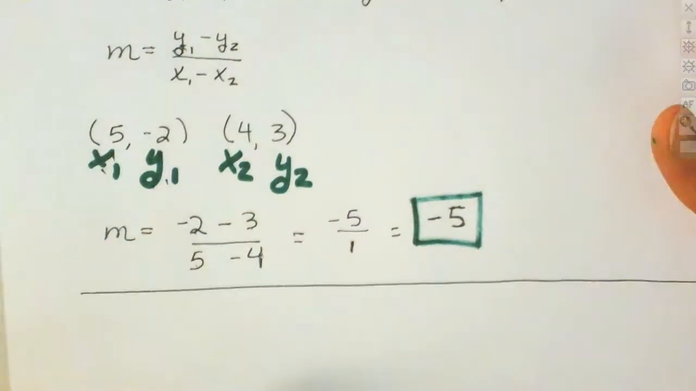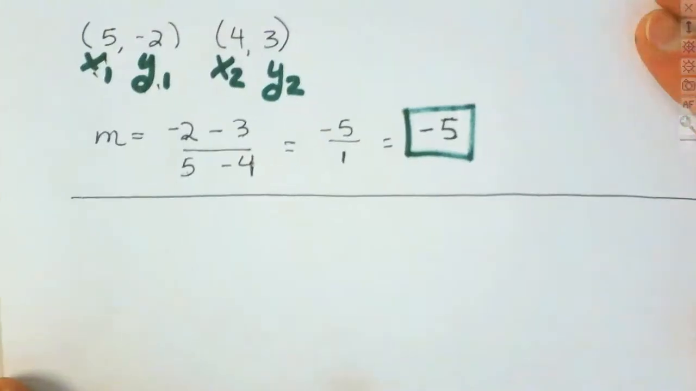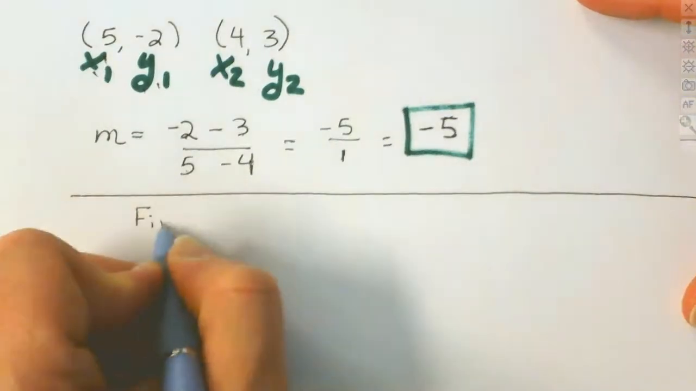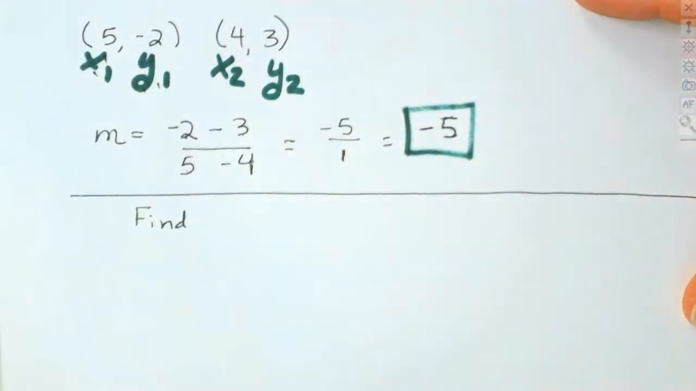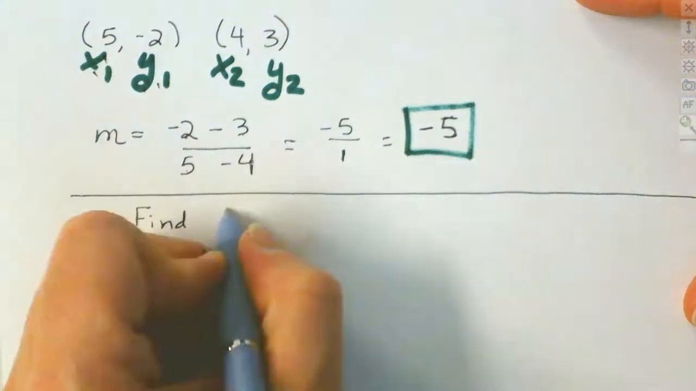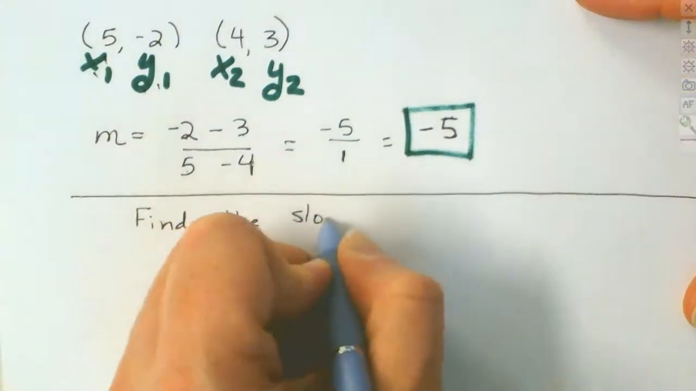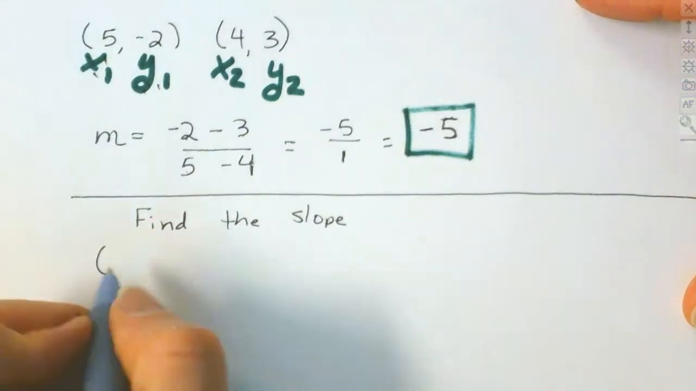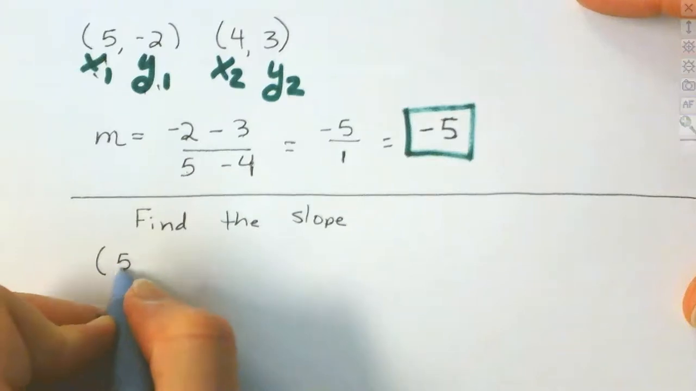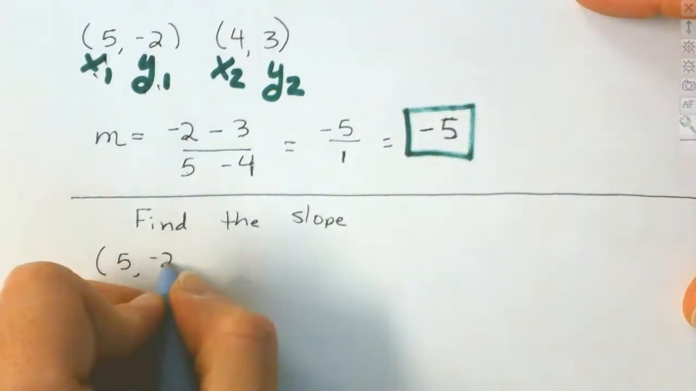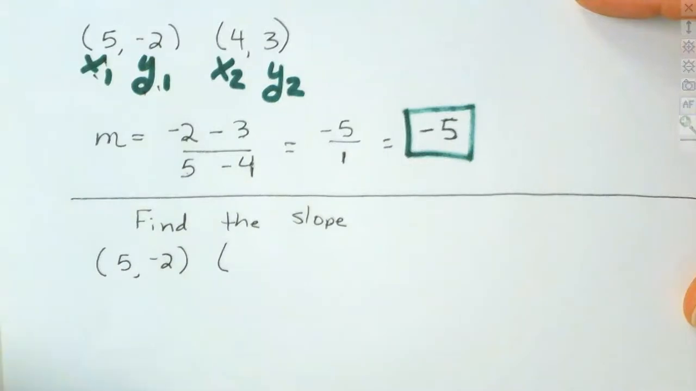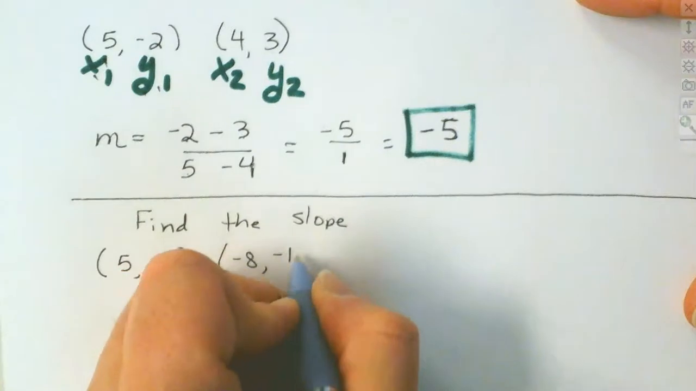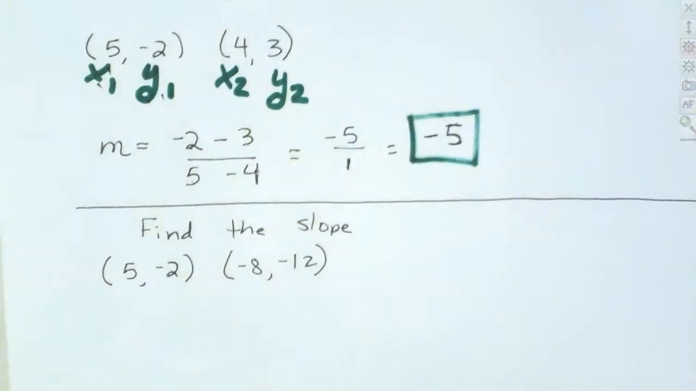Let's do another one. Pretty simple on these. We're going to find the slope again. Now this one is probably going to give us double negatives. I'm going to create one that gives us a lot of negatives. So I'm going to give you 2 ordered pairs again. How about we have 5 comma negative 2? How about we have negative 8 comma negative 12? All right, and I want you to find the slope.